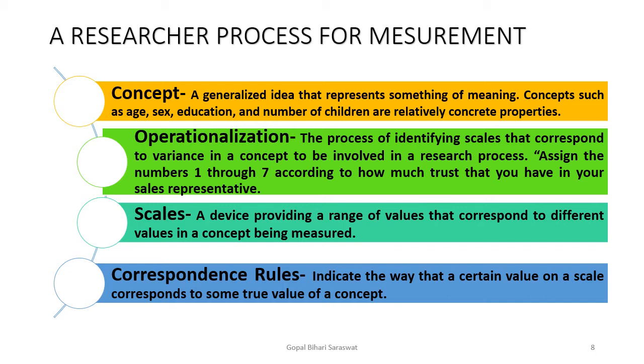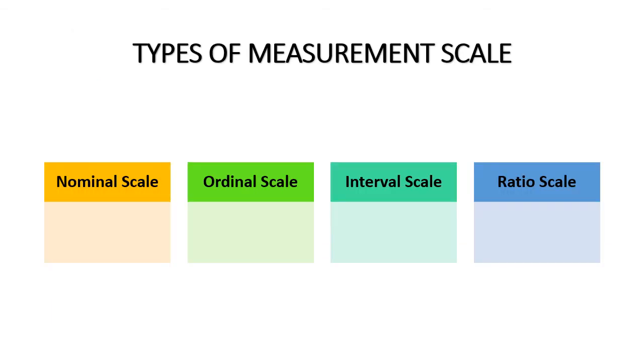Third, the scale. A scale is a device that provides a range of values that correspond to different values in the concept being measured. Whereas the way that a certain value on a scale corresponds to some true value of a concept is known as the correspondence rule. So to make things simple, let's discuss the different types of measurement scale. There are four types of measurement scale: nominal, ordinal, interval, and ratio.